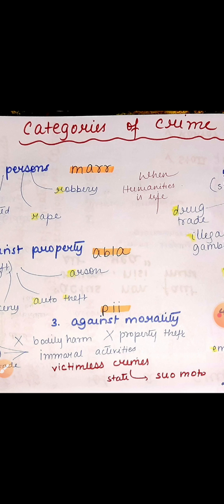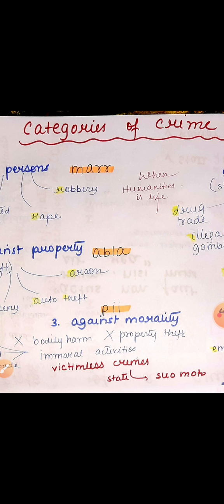Third category of crime is against morality. And this is a very interesting branch because there is no bodily harm in such crimes. Generally in crimes we have seen that people get hurt and they complain to the police and the prosecution starts its action. But in this case of crimes against morality, there is no such bodily harm. There is no property theft either. And there is no victim in such crimes. There is no one complaining to the police against the perpetrators of crimes.